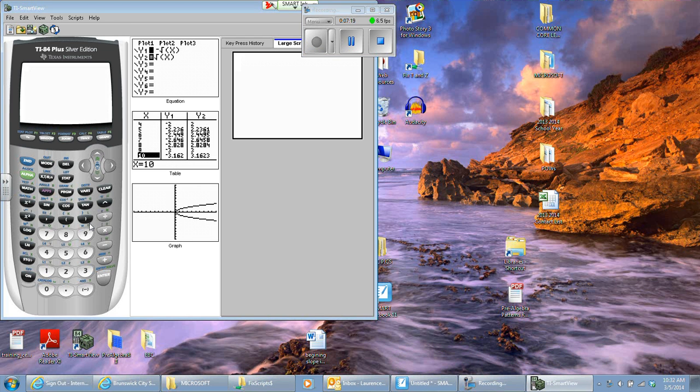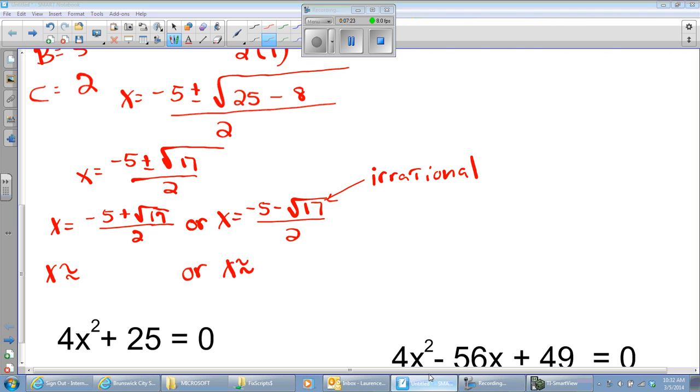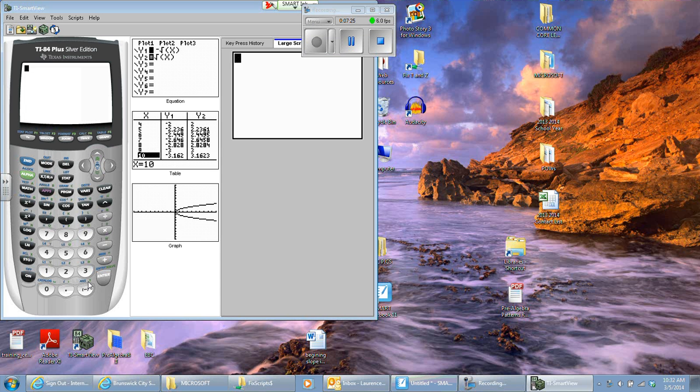Now we had plus negative 5. Was it negative 5? Let me double check. Yeah, it's negative 5. So negative 5 plus the square root of 17 divided by 2. You cannot type it like this. This is wrong. Do not do this. Negative 5 plus square root of 17 and then divide by 2. This will not yield the correct answer because I am not dividing the square root of 17 by 2. I'm dividing both the negative 5 and the square root of 17 by 2.